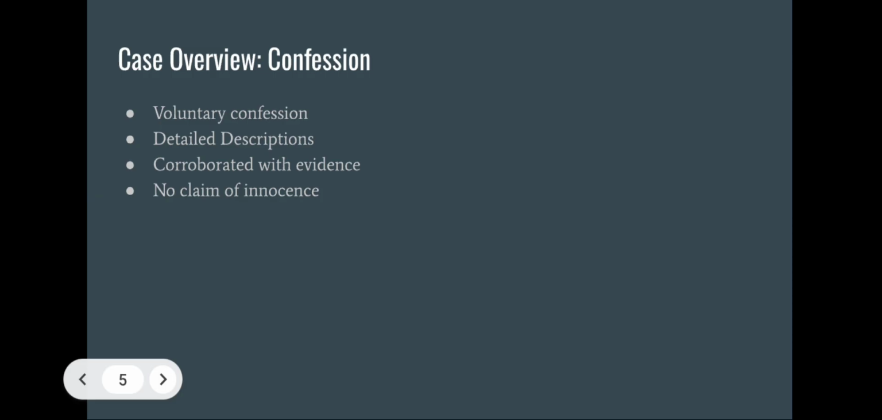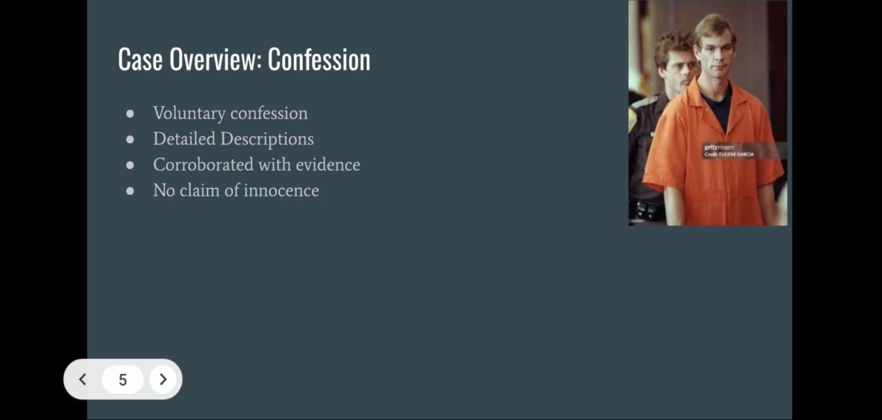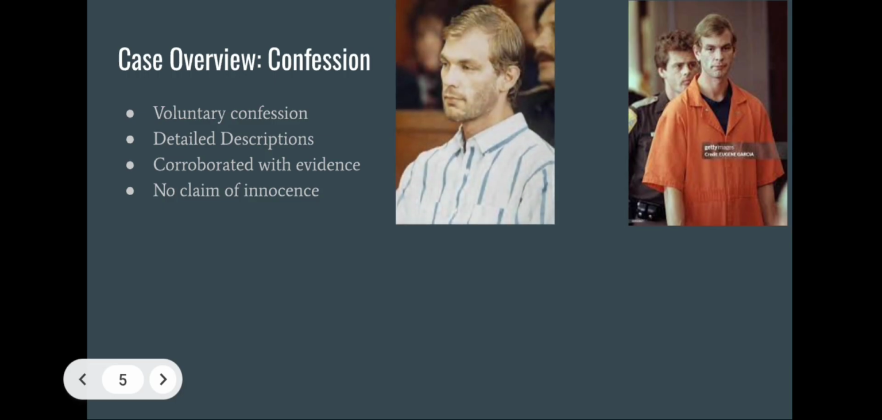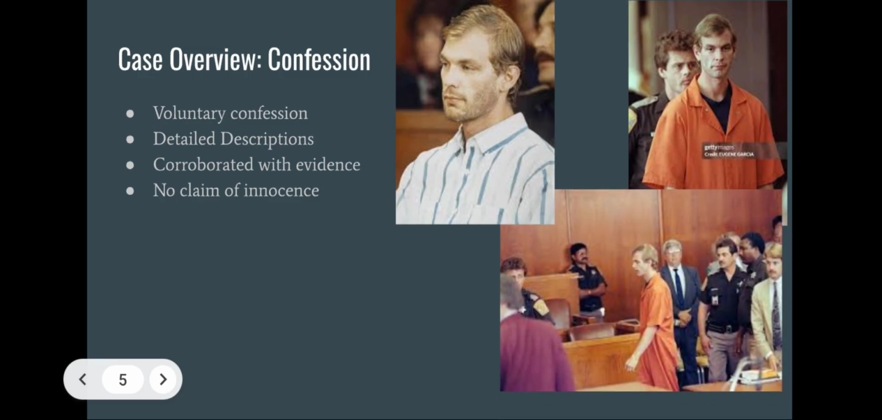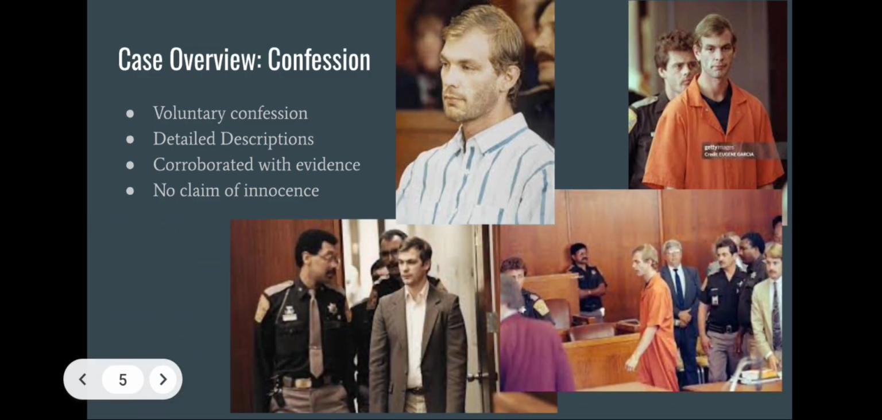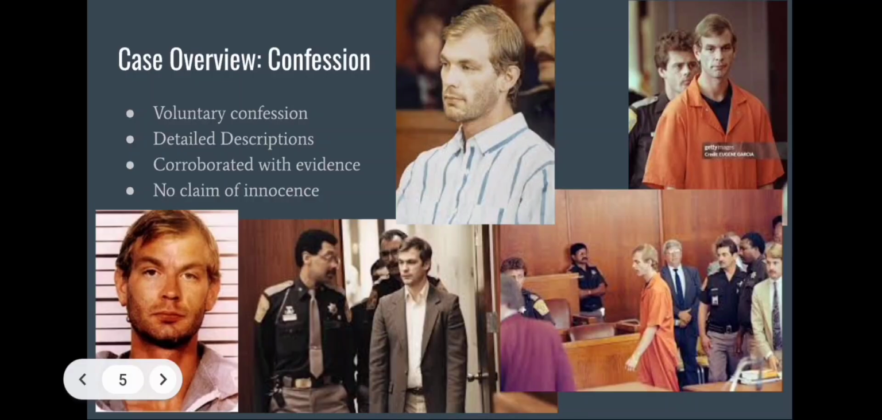After his arrest, Dahmer gave a full voluntary confession. He described his crimes in detail, including methods, motivations, and the location of remaining victims. His statements matched the physical evidence and the missing persons reports, leaving no dispute regarding responsibility for these crimes.